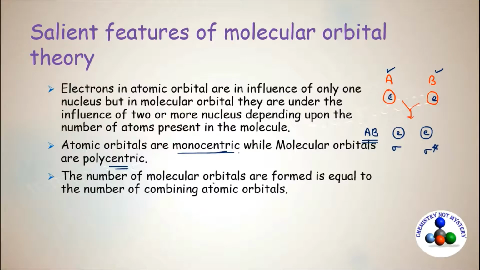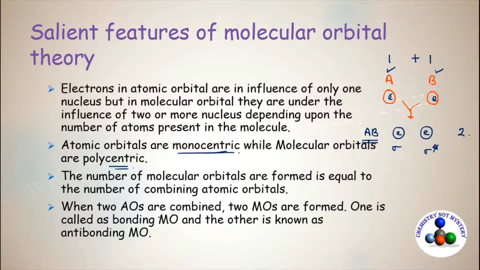The number of molecular orbitals formed is equal to the number of combining atomic orbitals. Here, two molecular orbitals are formed by the combination of 1 plus 1 atomic orbitals. When two atomic orbitals are combined, two molecular orbitals are formed. One is called the bonding molecular orbital and the other is known as the anti-bonding molecular orbital.